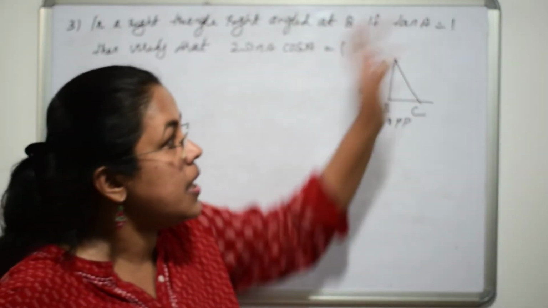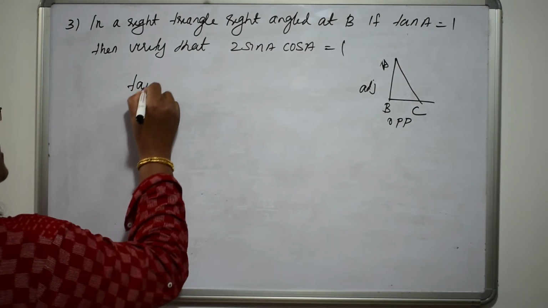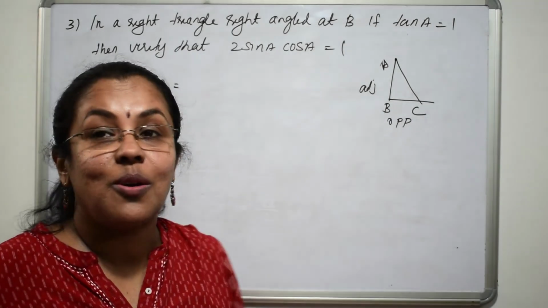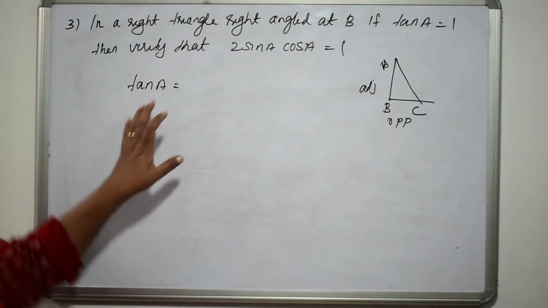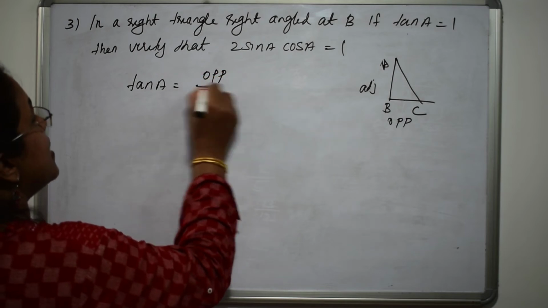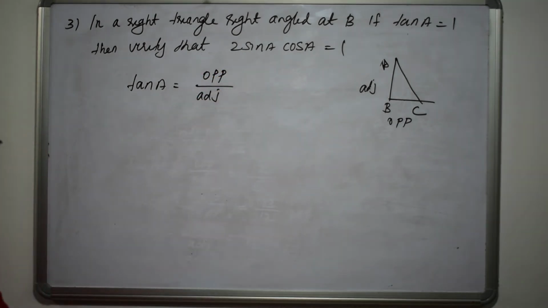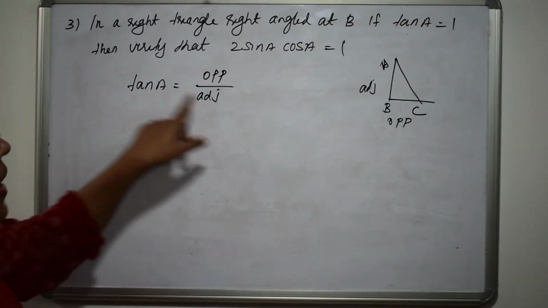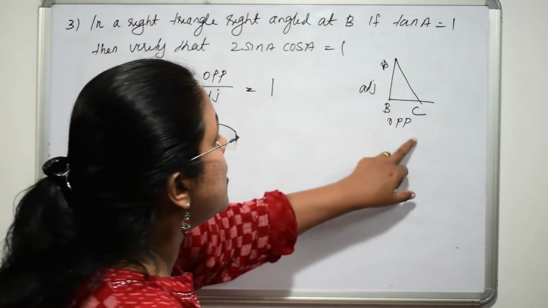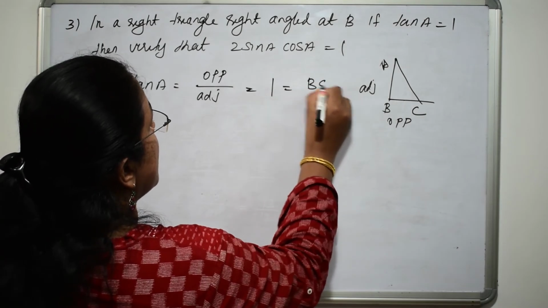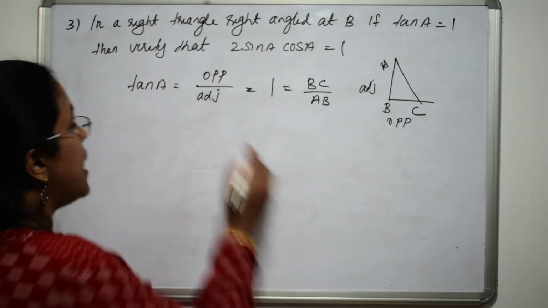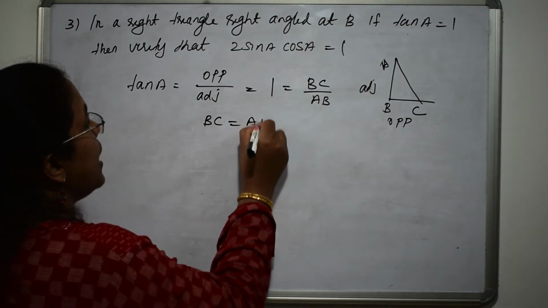Okay. Tan A is equal to 1. What is the meaning of tan? Which ratio is tan? Opposite side by adjacent side. Given tan A is equal to 1. That means opposite side by adjacent side is equal to 1. What is opposite side? BC, and what is adjacent side? AB. So BC by AB is equal to 1. That means BC is equal to AB.